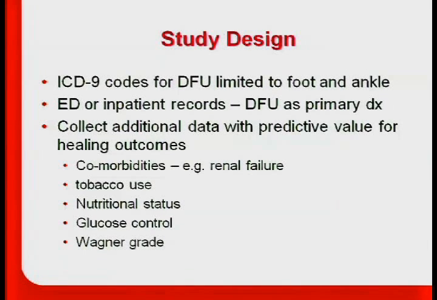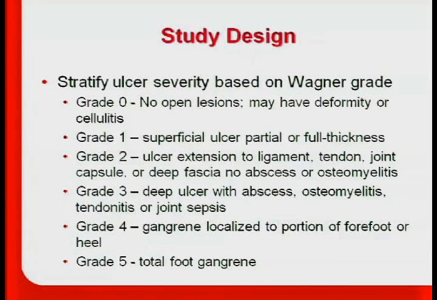Probably one of the most important ones is the Wagner grade. And the Wagner grade stratifies ulcer severity. And this, as you can see, there are 5 grades. This allows us to compare apples to apples and oranges to oranges. And that's really a critical endpoint for us. And we had to go through manually and pull all of those out by hand. In the CWC cohort, they're entered electronically, but we had to pull these out manually through the charts in the OSU cohort.